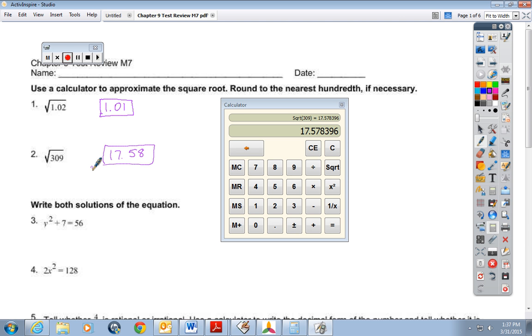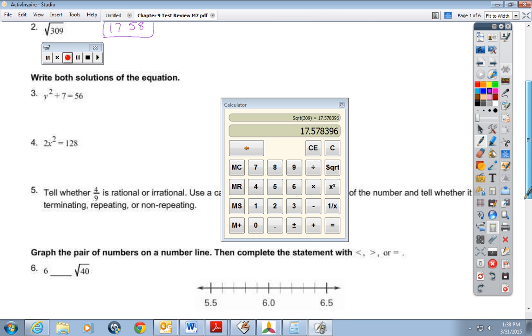For 3 and 4, it says write both solutions. Remember, that's going to be your plus and minus sign. For number 2, when I just take the square root of 309, there's a special button you have to push on that. I can show you how to do that. So when it says write both solutions of the equation, that means plus and minus. So it's going to be the same number, but the positive and the negative version.